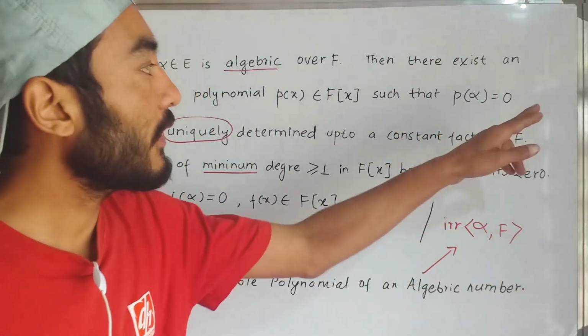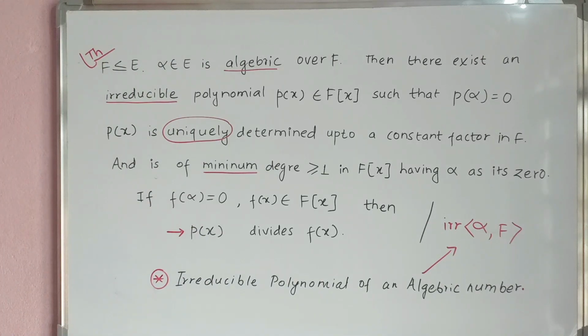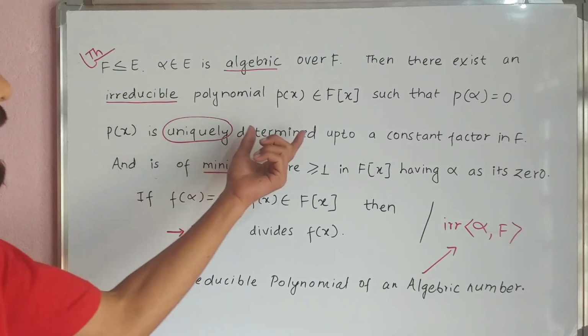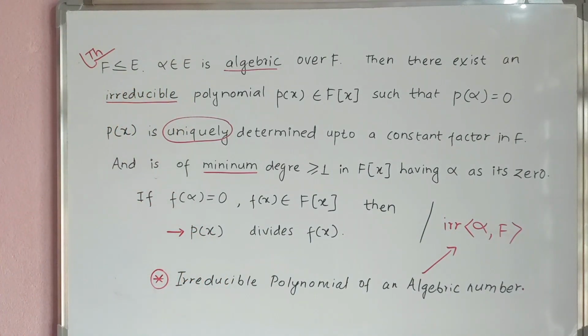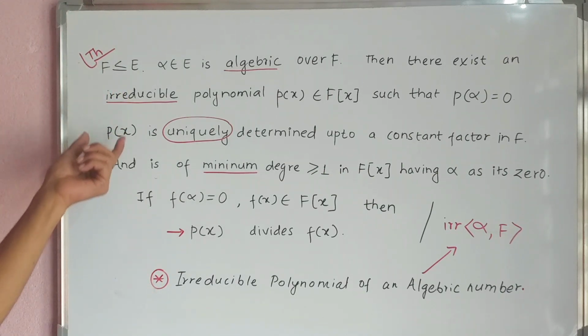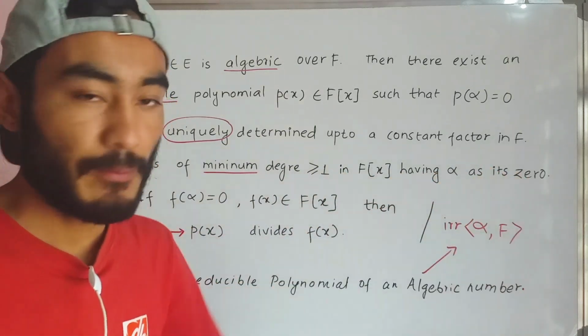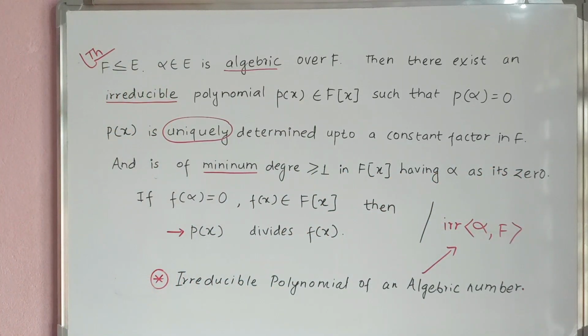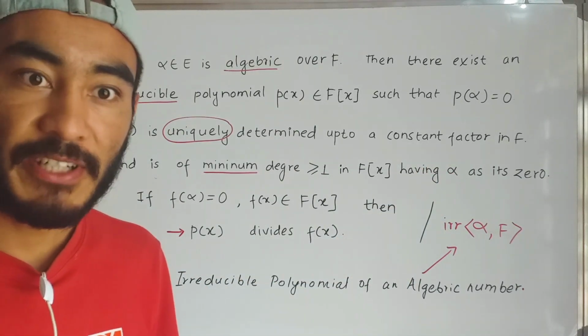That means alpha is a zero of the polynomial p(x). And also, this polynomial p(x) is uniquely determined up to a constant factor in F. That means this polynomial p(x) is unique except for the constant factors. And also, this polynomial p(x) is of minimum degree in F[x] having alpha as its zero. That means of all the polynomials in F[x] with zero alpha, p(x) is of minimum degree.